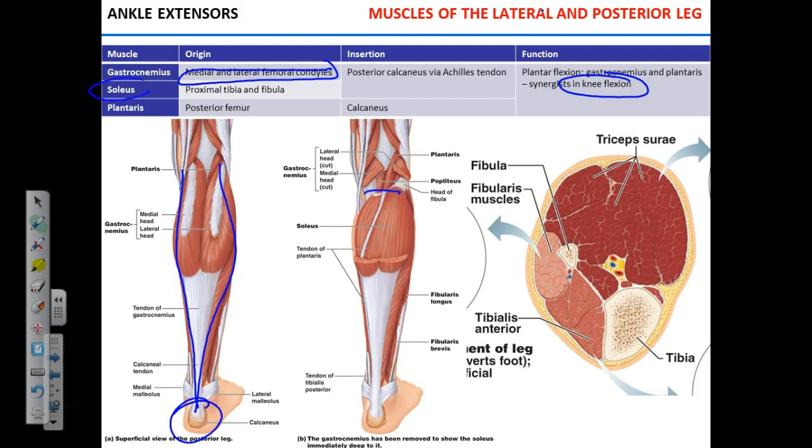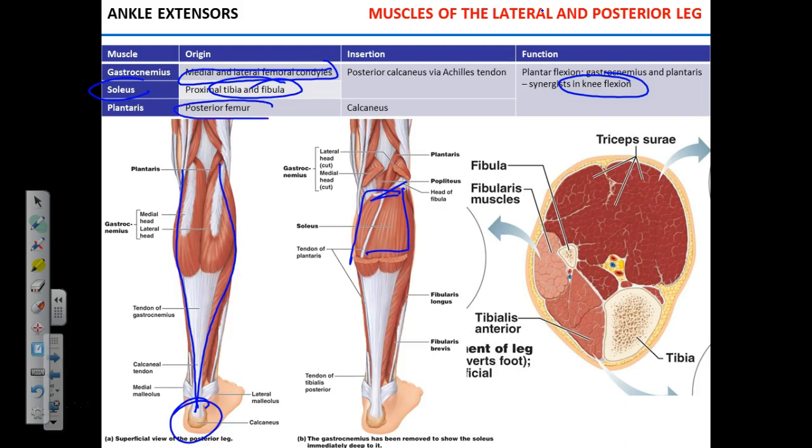Soleus is the deep muscle. It does participate in the plantar flexion, originates in the tibia and fibula, so it doesn't cross the knee joint. It does cross the ankle joint there. Soleus is more important in posture rather than in the jumping movement. Jumping movement is mostly gastrocnemius.